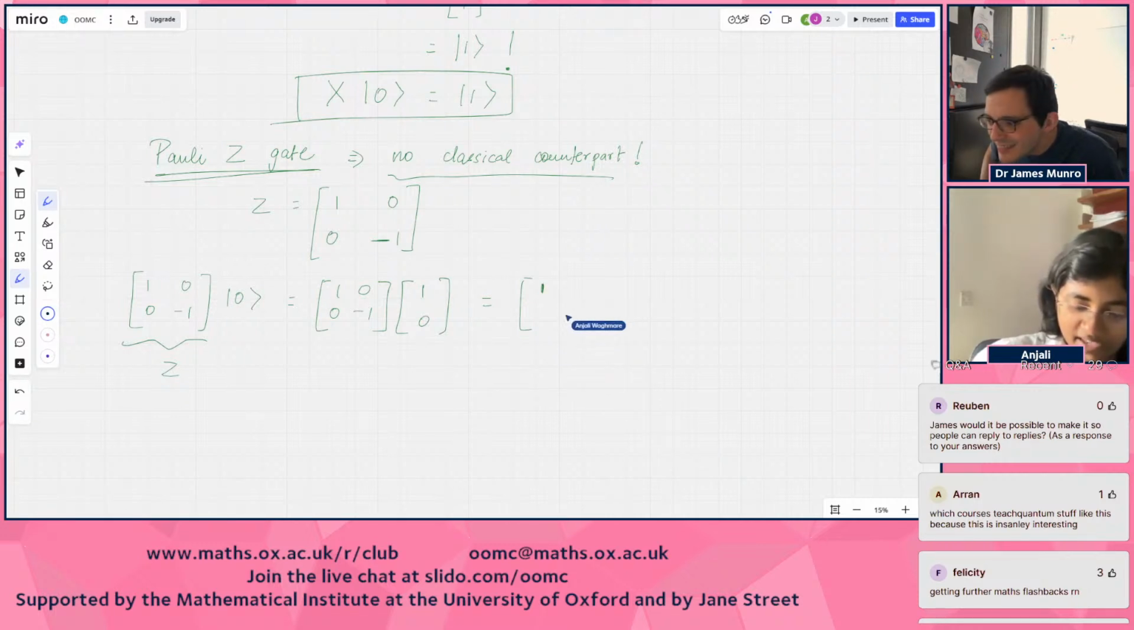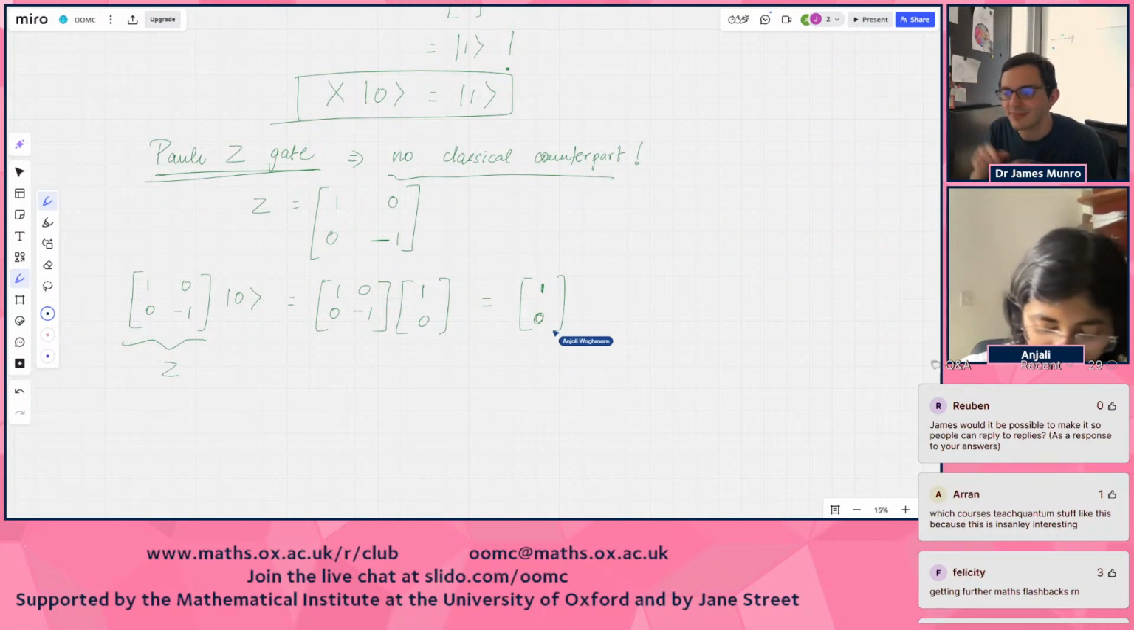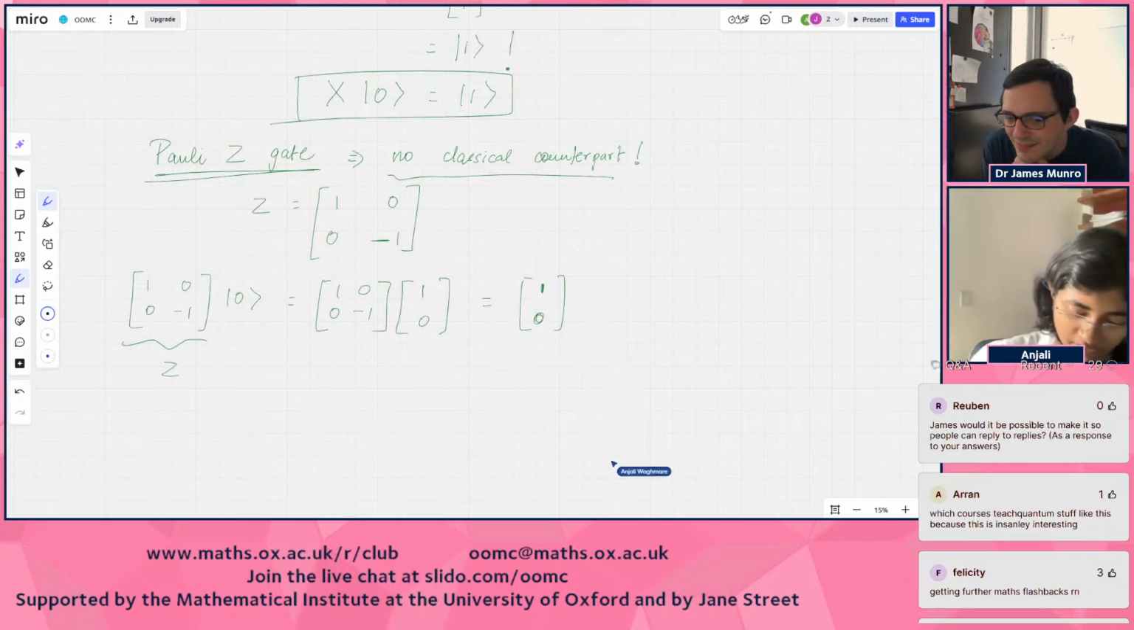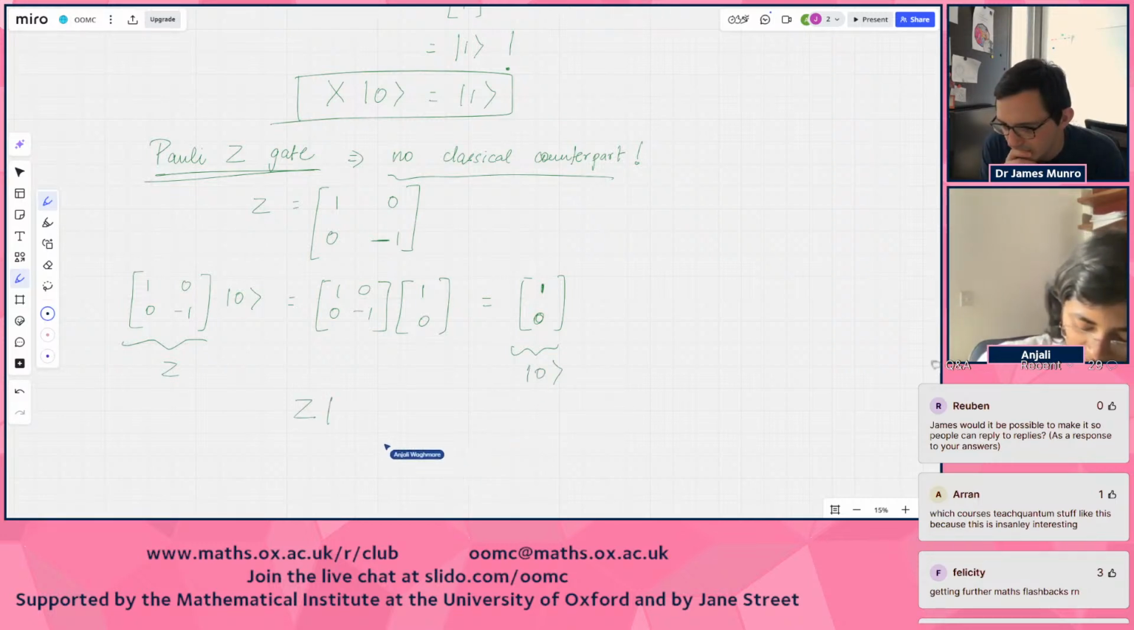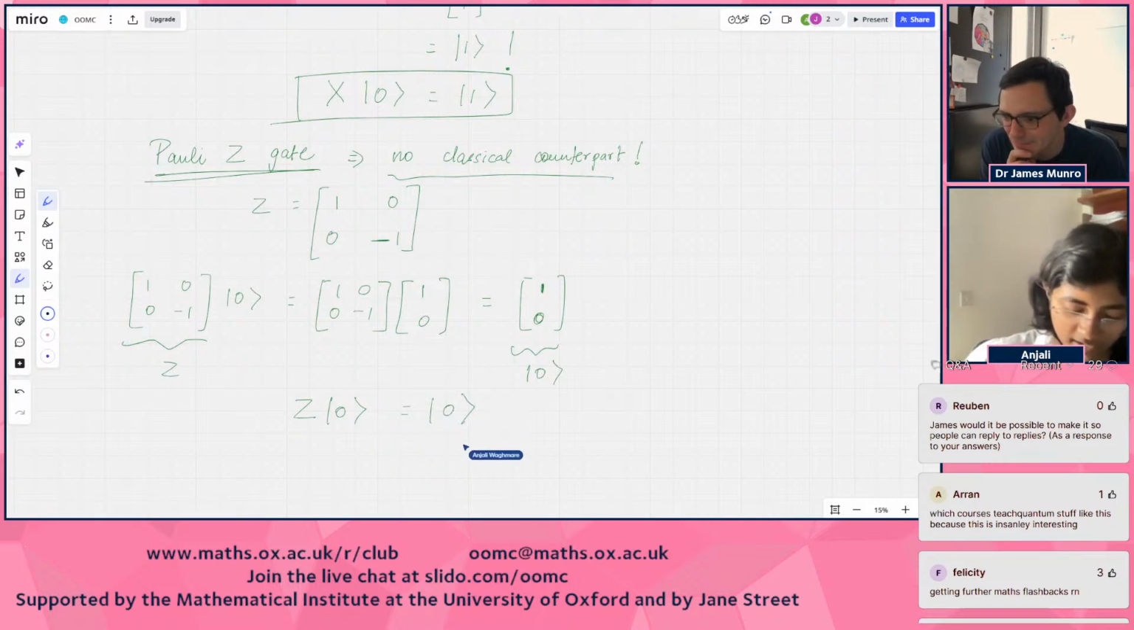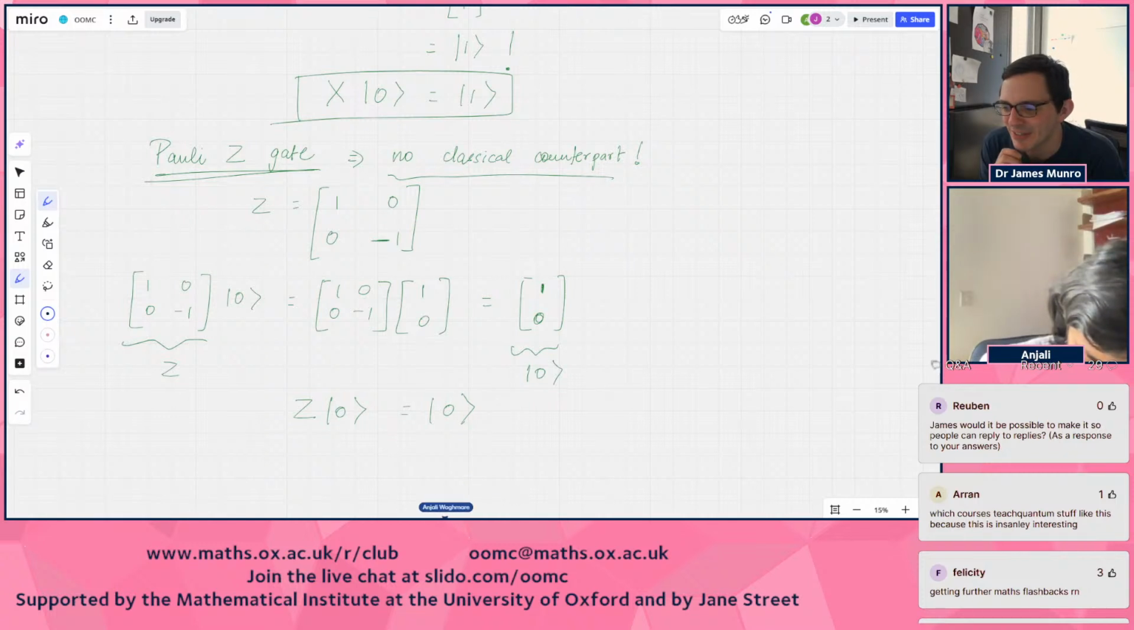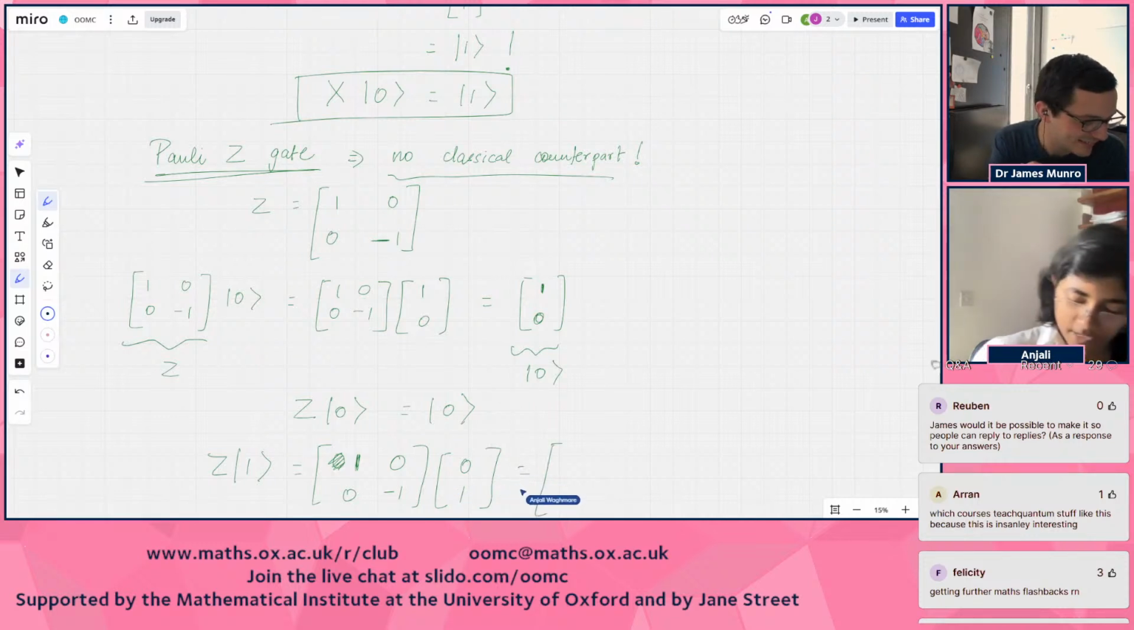Yeah, so you essentially get just 1 and 0 if you multiply it out explicitly, which is your initial 0 vector. So we see that if you give 0 to Z, it does nothing to it, it just gives you 0 back. Okay, let's see what it does to 1. So you have the 1, 0, 0, minus 1 acting on 0, 1. So again, multiply the matrices.